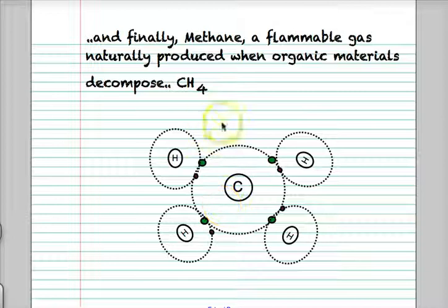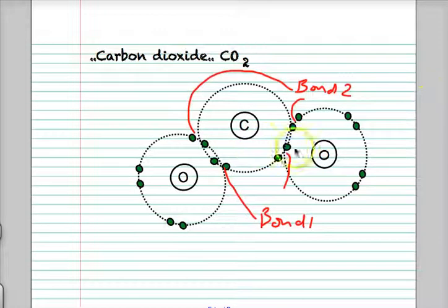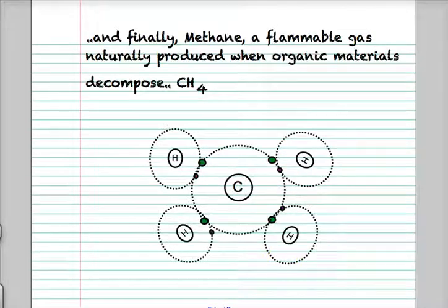So this methane molecule here is forming bonds between the carbon and the hydrogen, and they're single bonds. 1 pair of electrons is a single bond. Compare that again with carbon dioxide, 2 pairs of electrons between each atom, 2 pairs of electrons, a double bond. So that's the basics of covalent bonding.